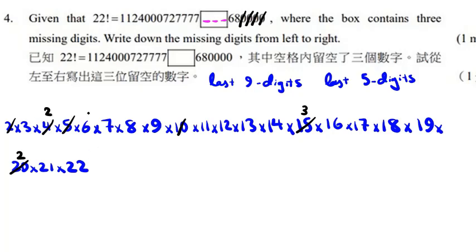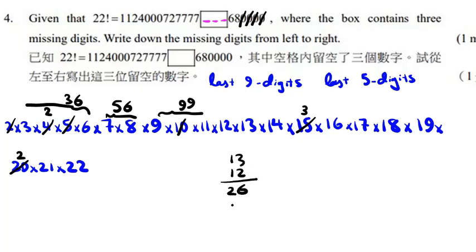So 2 times 3, 6. 6 times 6, 36. 7 times 8, 56. 9 times 11, 99. 12 times 13, if you write, it will be 6, 2, 3, 1, 1, 5, 6. So it will be 1, 5, 6.